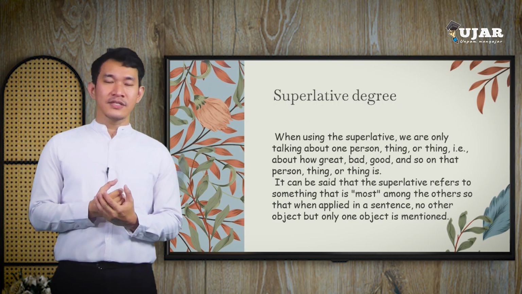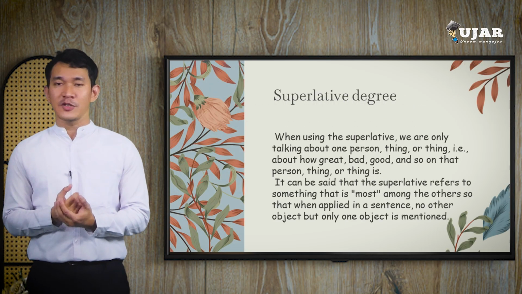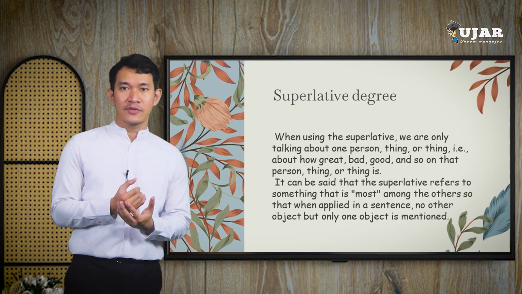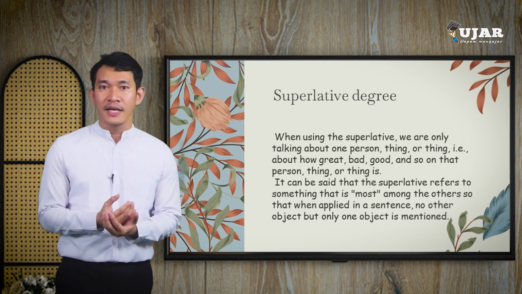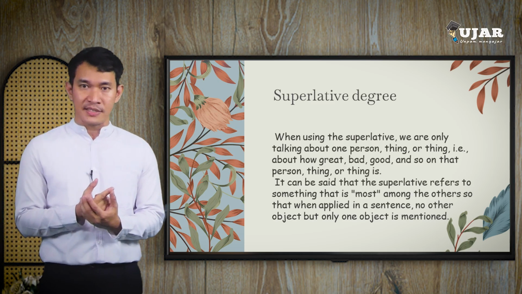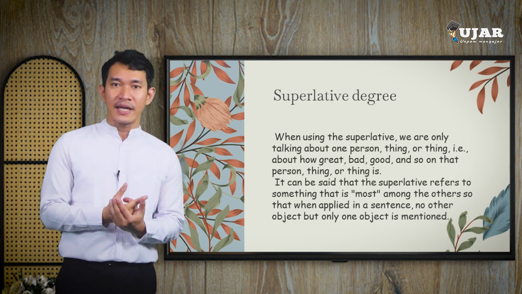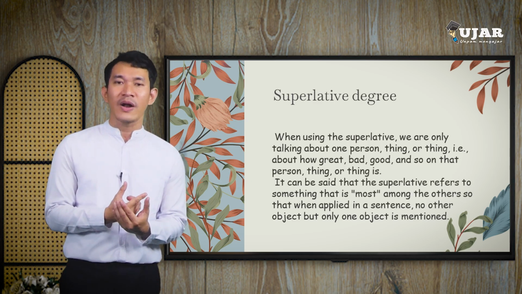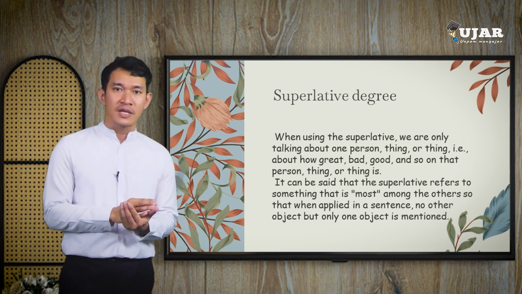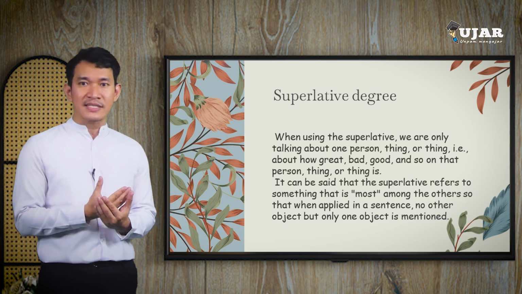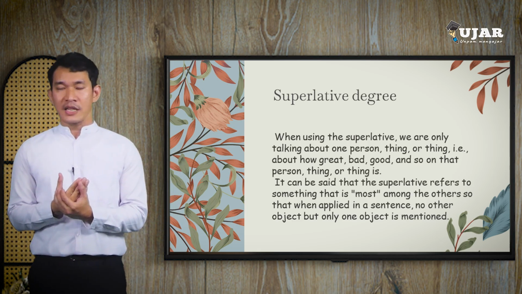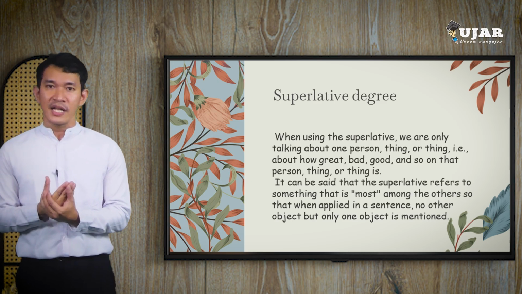Now, we learn and analyze the last type of comparison degree. It is the superlative degree. Superlatives are the names given to grammar forms that are used to compare three or more people, things, or animals. When using the superlative, we are only talking about one person, thing, or animal, for example about how great, bad, or good that person, thing, or animal is. It can be said that the superlative refers to something that is most among the others, so that when applied in a sentence, no other object but only one object is mentioned. Same as the comparative degree, the superlative degree is also divided into three types.